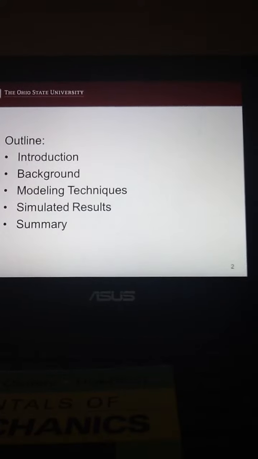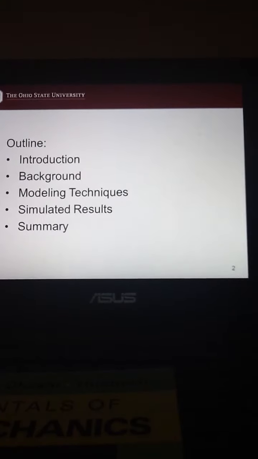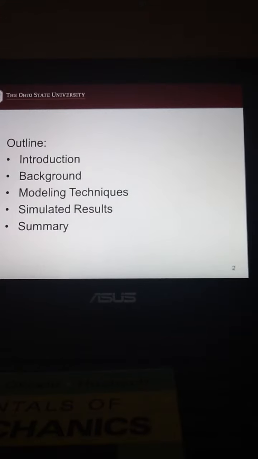Here's the outline of this presentation. The first part is the introduction, the second is background, the third is modeling techniques, followed by simulated results. The last, of course, is the summary.